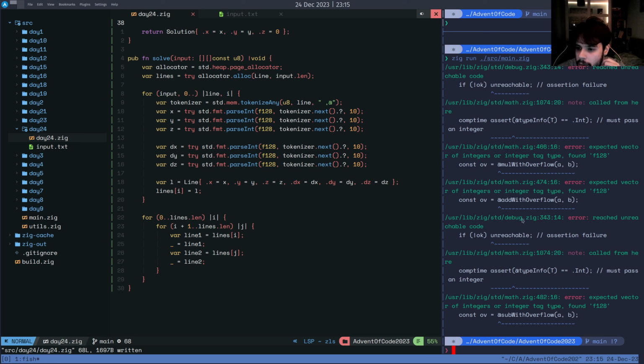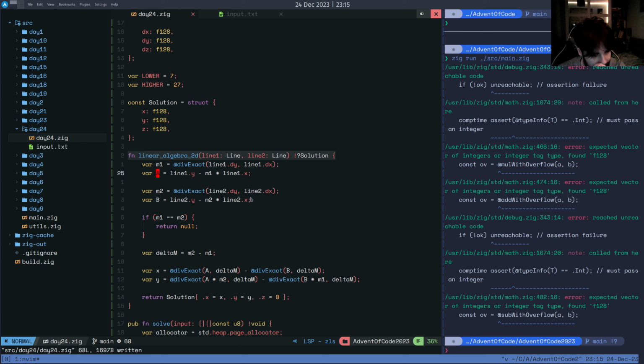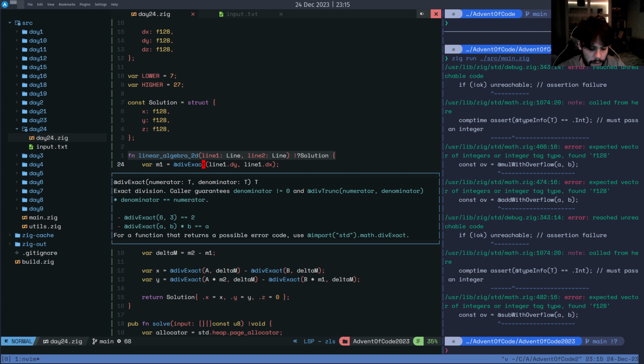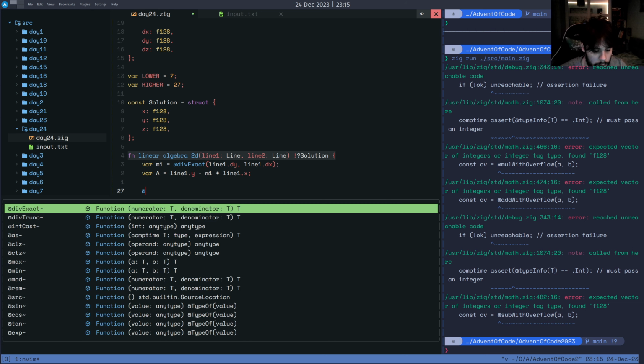Reached and reachable code, called from here, expect vector integer. What do you mean unknown? You know what this is. What does div exact do? Expect a vector range, type sub with. Oh wait, can I? Oh, float.